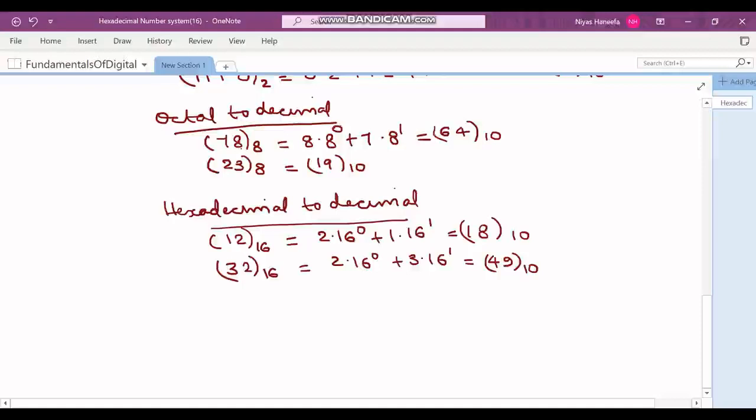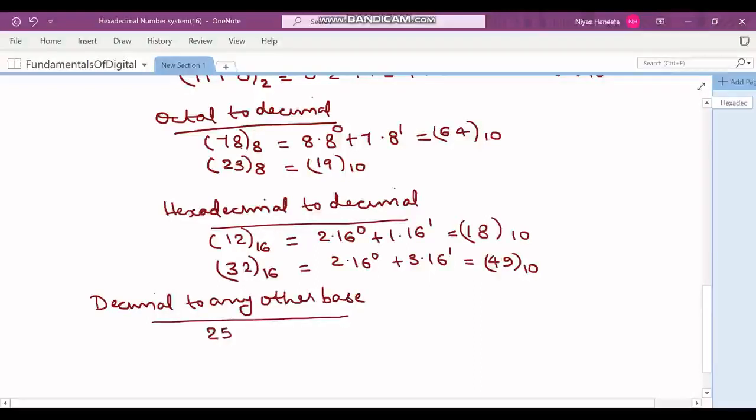Then if you want to convert the reverse, that is, you want to convert a decimal number system to any other number system or base. So if you have something like 25 in decimal, base 10, you want to convert it to base 2. Like I told earlier, for any number system to decimal we multiply by the weight. So here we will divide by the corresponding weight. So 25 divided by 2.